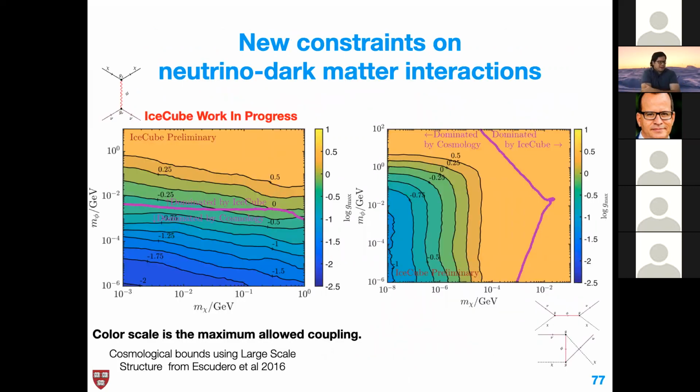These constraints on dark matter neutrino interactions are actually quite competitive with cosmological constraints. For the model on the left, we have a vector mediator with a fermionic dark matter neutrino interaction. The horizontal axis on the left plot is the dark matter mass, and the vertical axis is the mediator mass. The color scale represents the log of the maximum allowed coupling of this process. With this purple line I have divided the region where the IceCube results are the most constraining, and the bottom region where the cosmology does better. And here by cosmology, I mean things like large scale structure.